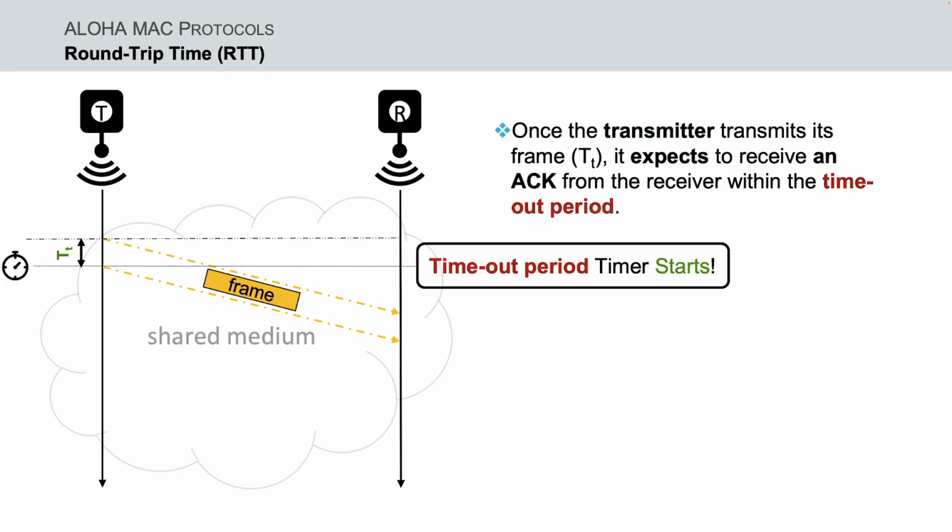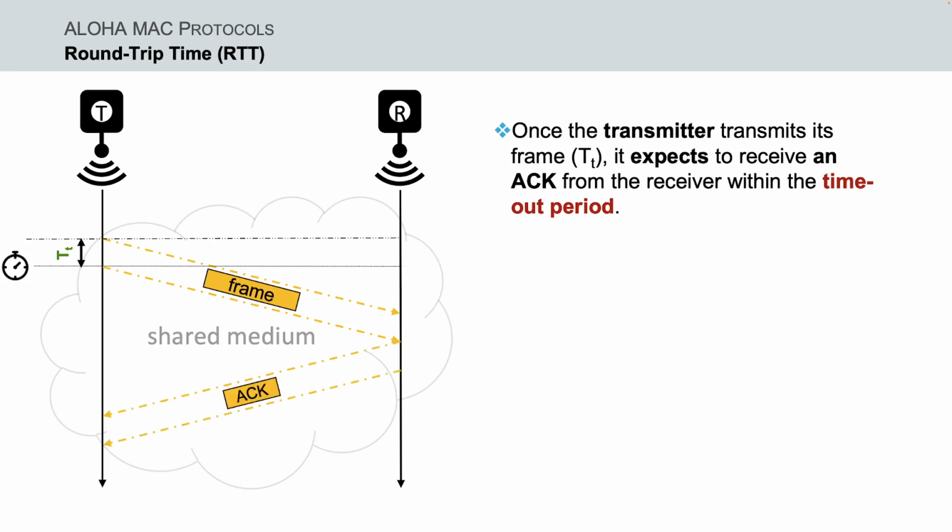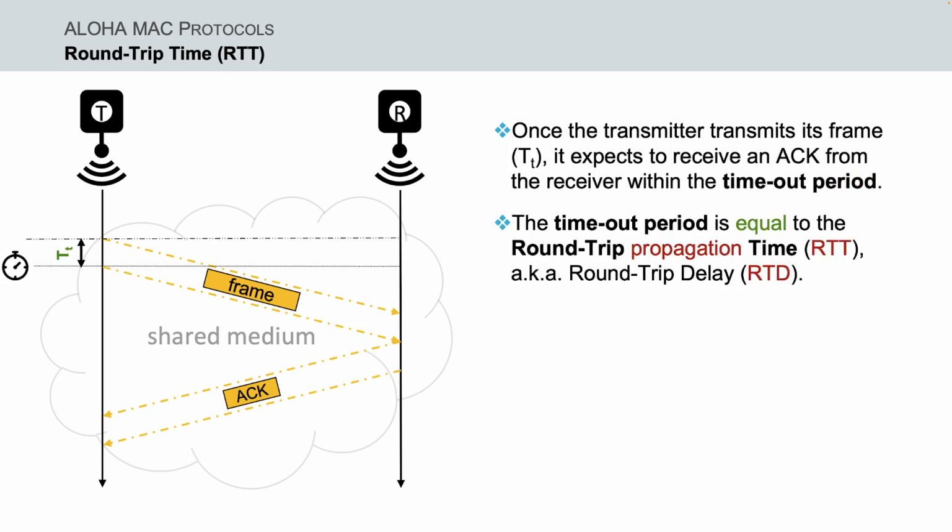Now, once the transmitter transmits its frame, it expects to receive an acknowledgement from the receiver within the timeout period. Indeed, the transmitter listens to the shared medium for the timeout period to check if the transmission was successful or not. In other words, it listens to receive an acknowledgement. This timeout period is equal to the maximum possible round-trip propagation time, or RTT, which is also known as round-trip delay or RTD.